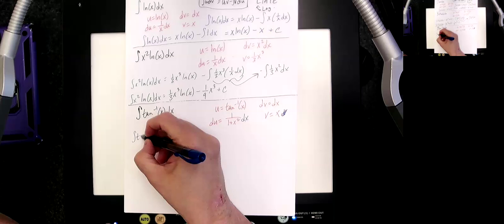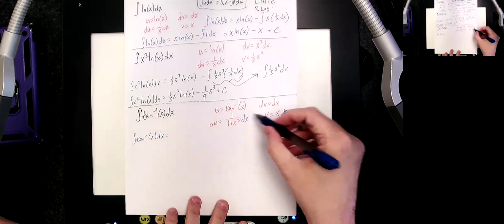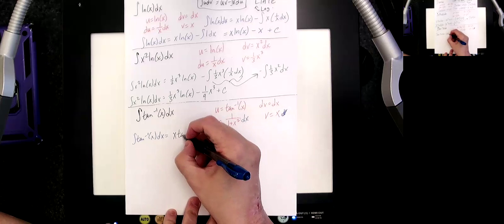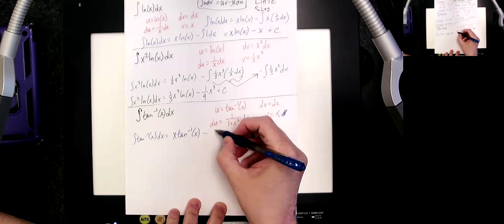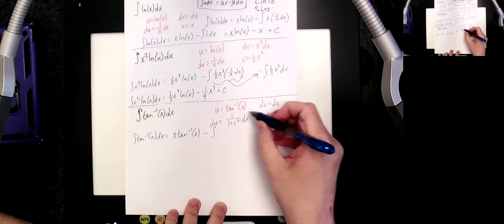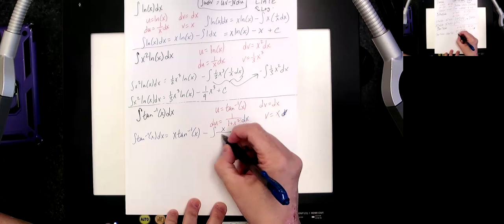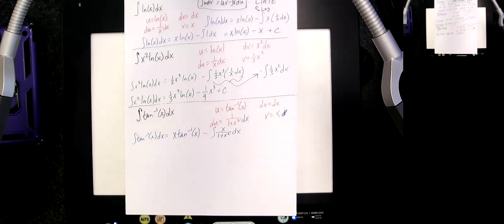So our integral is u times v, x tan inverse of x, minus the integral of v du. I'm going to put the x on top, x over 1 plus x squared dx. Now what?